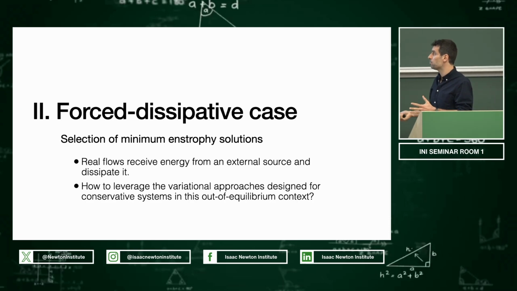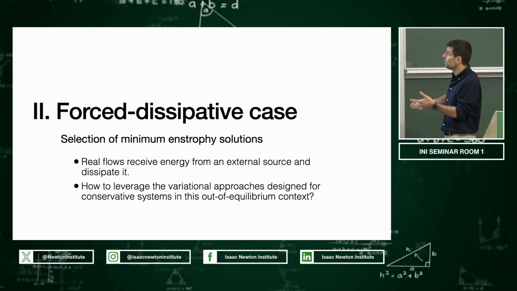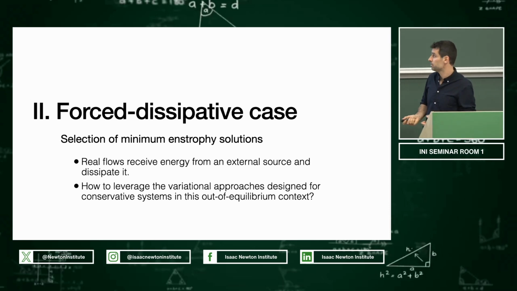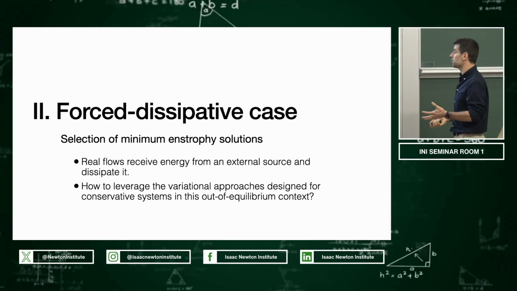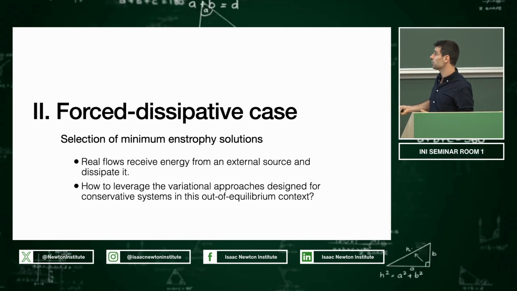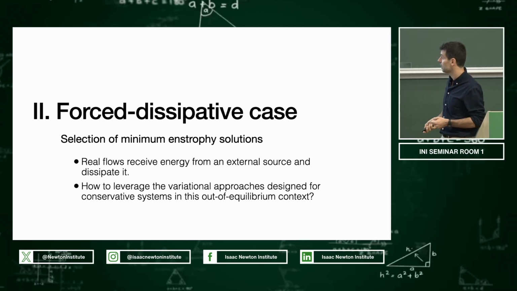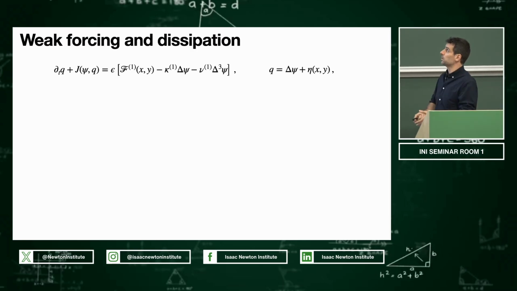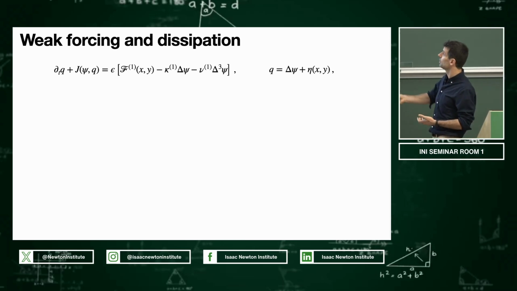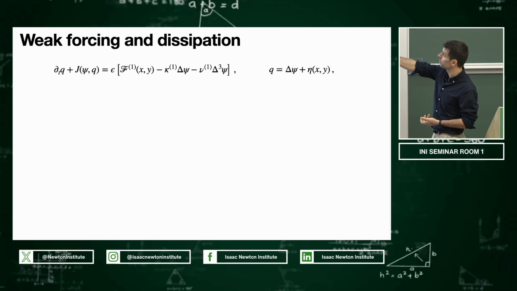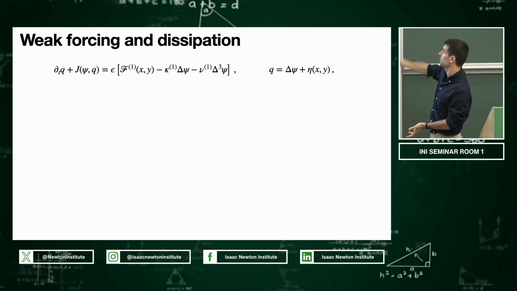Okay, so I was happy about that, but at some point you have to realize that real flows are forced and dissipative, right? Be it in the lab or natural flows, they receive energy from an external source and they dissipate it. So that's an out of equilibrium situation, and I was wondering whether we could use these variational approaches that were designed for conservative systems in this out of equilibrium context. So one way forward is to consider small forcing and dissipation. You still have material conservation of potential vorticity Q, but now on the right-hand side you have weak forcing, weak friction, and weak hyperviscosity, and Q is still Laplacian psi plus eta.